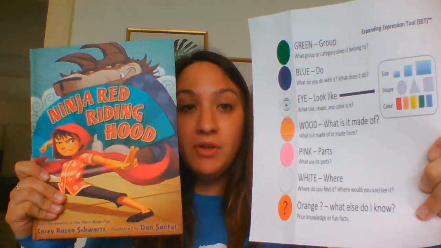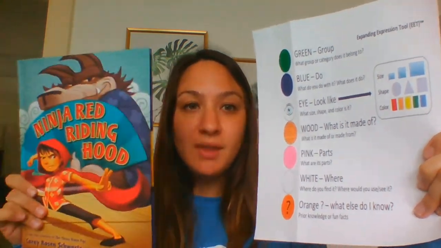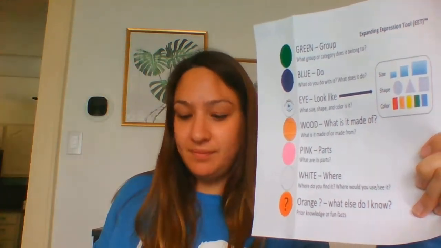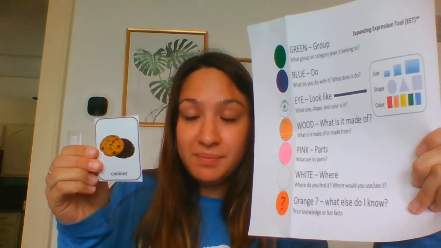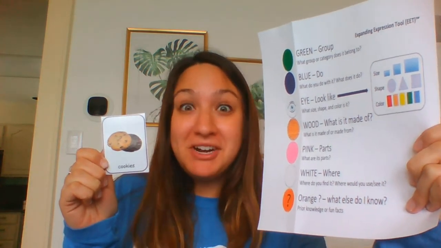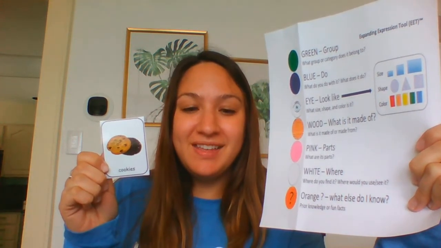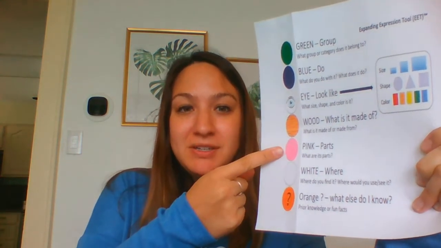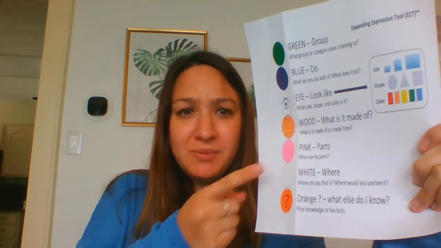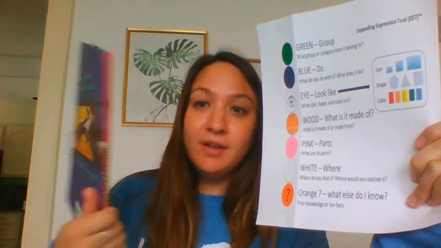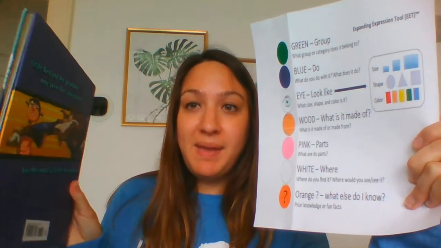So for the wood colored one here, what is it made from? Well, a book is made from paper. What are cookies made from? Well, they're usually made from a mixture of sugar, flour, butter, just different ingredients like that. Pink parts, what parts does it have? This is kind of a tricky one. So for the book, we could say it has a front cover, a back cover, and pages in the middle.